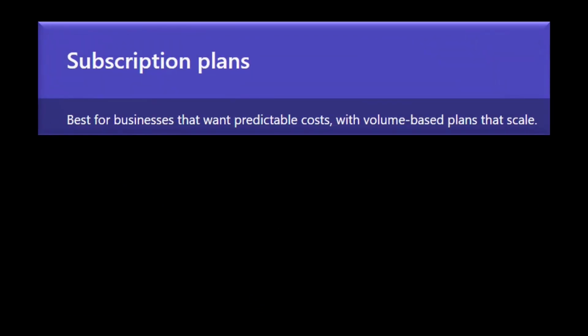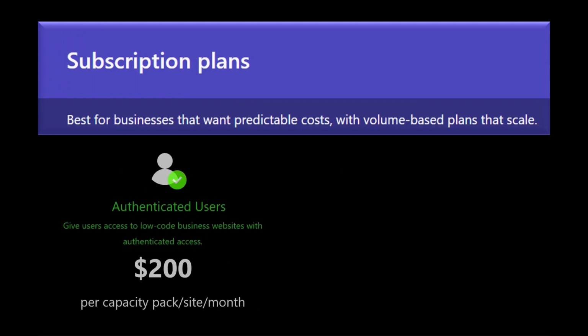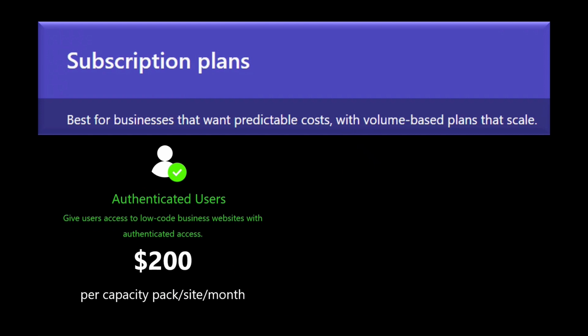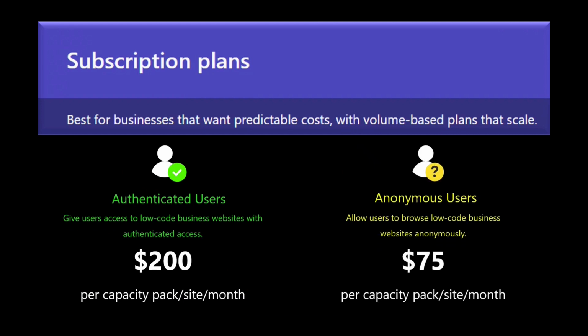Now, subscription plan. So let's discuss more about the subscription plan. As you know, this is the plan that gives you the predictable cost, and it's a volume based plan basically. Now they are distributed in two types: authenticated user and anonymous user. Authenticated users are those who are logged into your website, and anonymous users are those who are not logged in and are browsing through all the pages that are exposed publicly. Okay, so they don't need to register on the website to view the information.